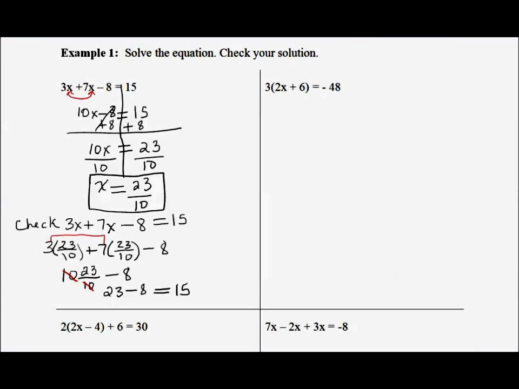When I look at this one, let me go ahead and draw my line first, creating the left side and the right side. When I look at the left side of my equation, I see here I can apply the distributive property. I can distribute the 3 throughout the parentheses. So let me see what happens when I do that. 3 times 2x gives me 6x. And then 3 times 6 gives me 18. Bring down my equal sign. And then my equals are negative 48.